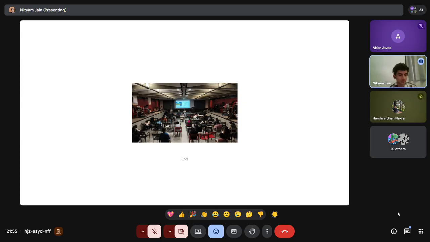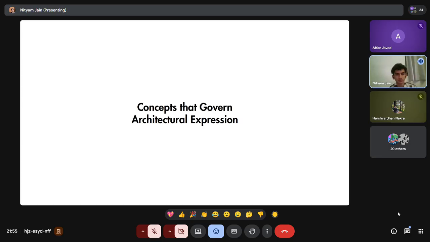So this was something new we started, and now I'll just go through some concepts, the two main concepts which I think were the main ones for us to design spaces, the concepts that govern architectural expression, where the same thing can happen in different ways. So I'll just go through two concepts which I've taken.